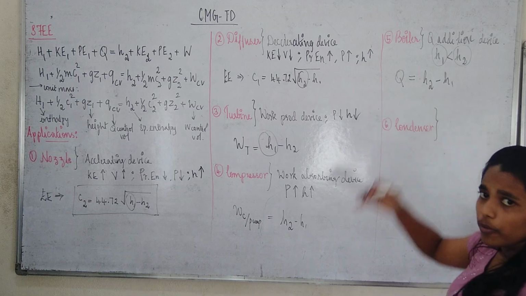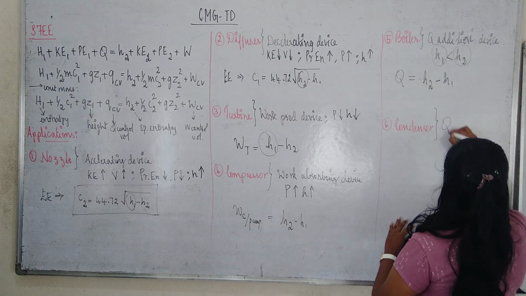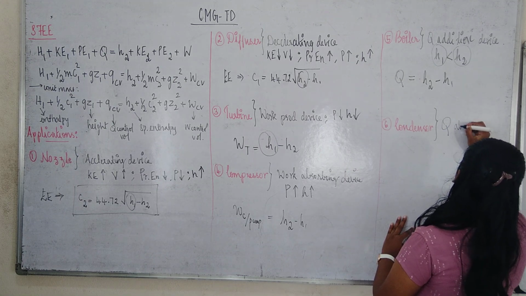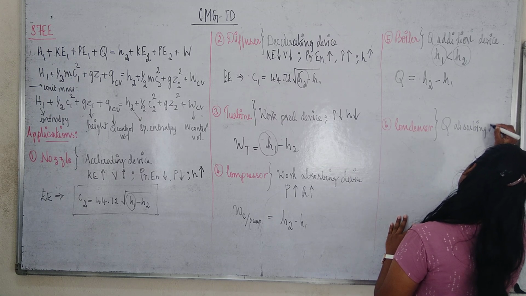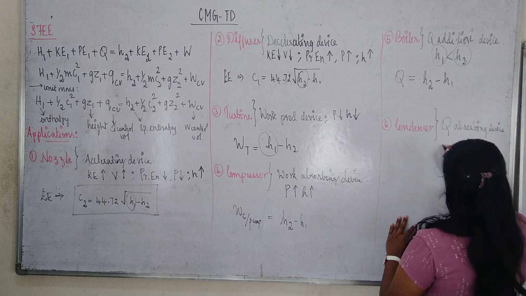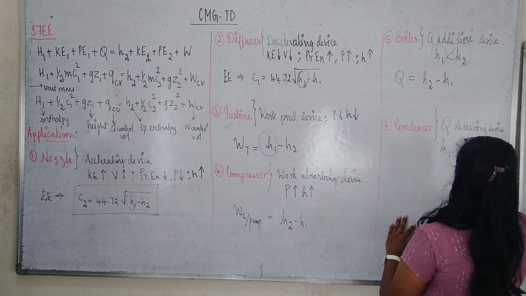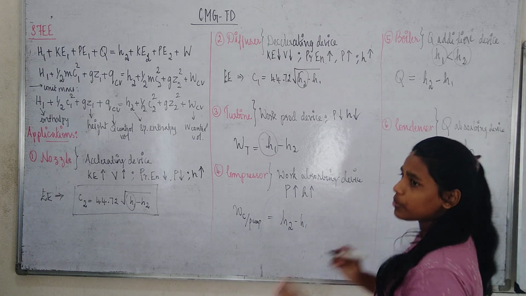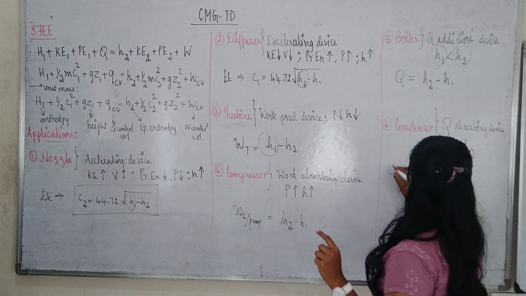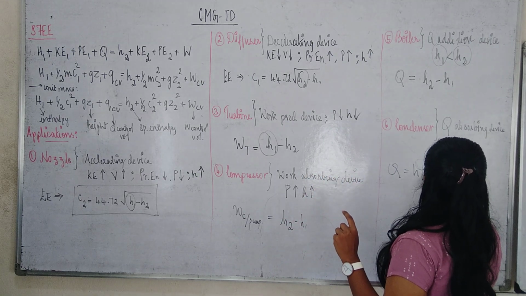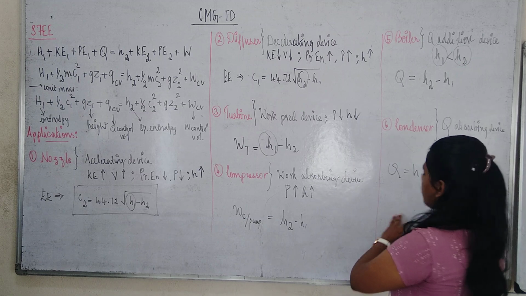While the condenser is the opposite of the boiler, it is a heat absorbing device. Here H1 will be greater than H2. So when we reject heat, the initial temperature will always be greater than the final temperature. So Q will be equal to H1 minus H2.